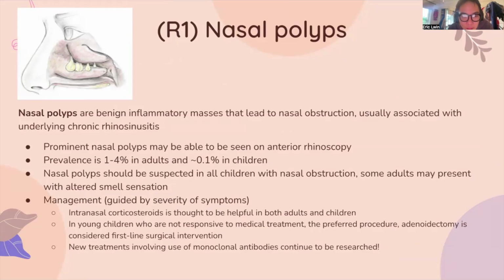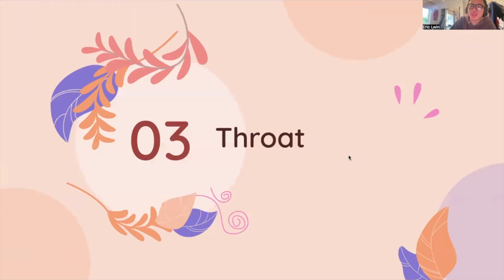Prevalence is 1 to 4% in adults and 0.1% in children, because adults are more likely to have chronic rhinosinusitis. Nasal polyps should be suspected in all children with nasal obstruction, and some adults may present with altered smell sensation. The management is guided by the severity of symptoms, so you may use intranasal corticosteroids to reduce swelling and inflammation. And in young children who are not responsive to medical treatment, you can perform an adenoidectomy to kind of remove the polyps. And there are new treatments that are coming up, which I won't cover because they won't be on your exams.